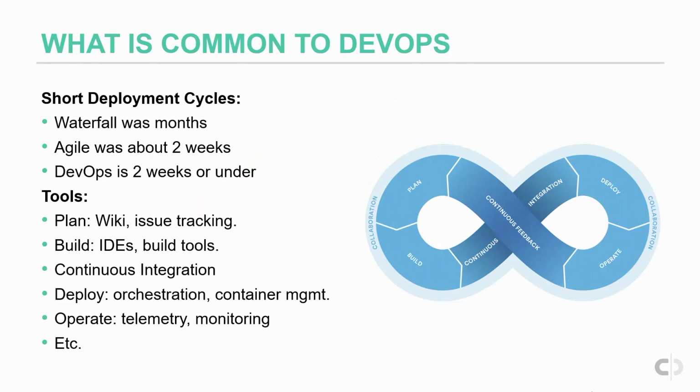Now, that said, there are a significant number of commonalities in a lot of DevOps cycles, and the aim is always shorter deployment cycles.